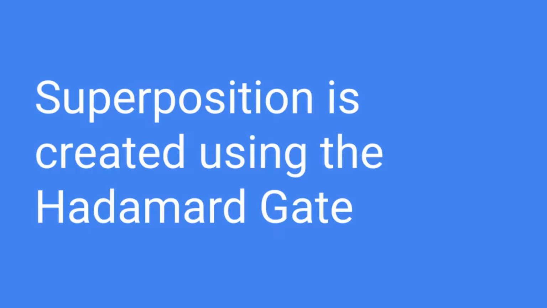Now, you might be wondering how we actually create superposition on a quantum computer. In all quantum computers and quantum circuits, superposition is created using the Hadamard gate. Then this superposition state can be manipulated using other single qubit quantum gates, which we will cover in the next lecture.